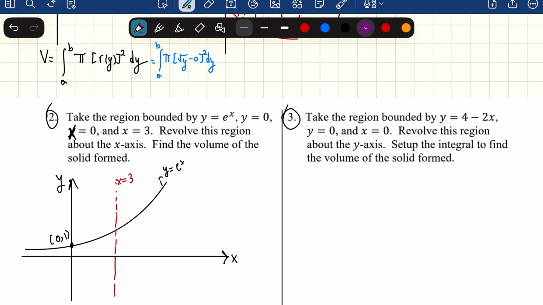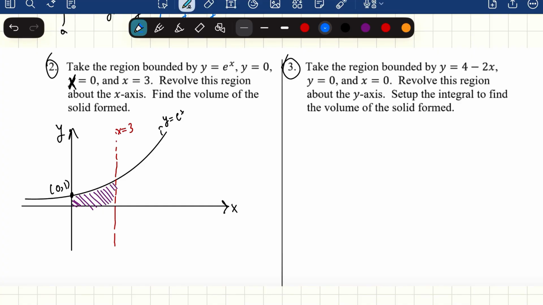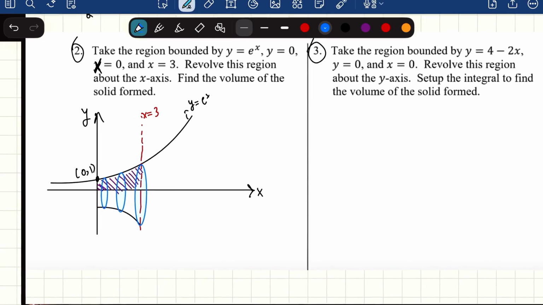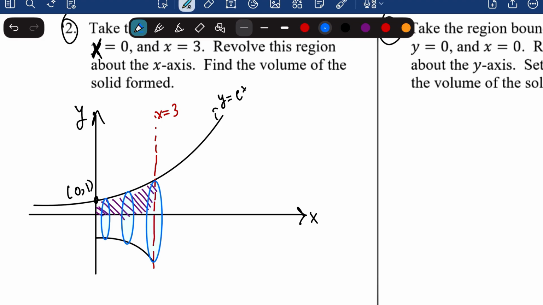So the region, as you can see, is this over here. They said we need to revolve this region around the x-axis. If we are revolving it around the x-axis, we're going to create something that looks like this. It looks kind of like a horn, but this is basically the shape that we are looking for.